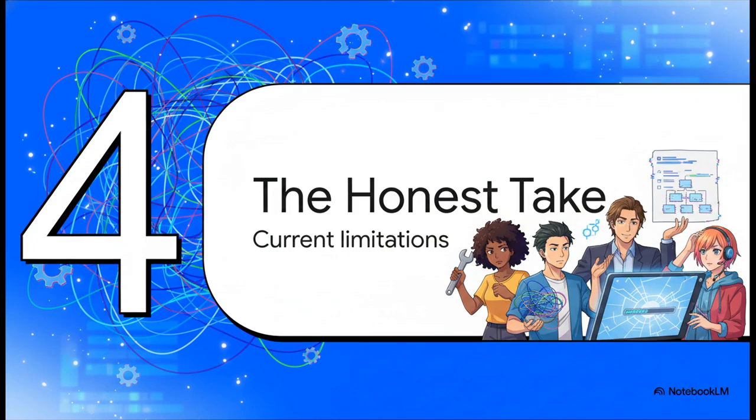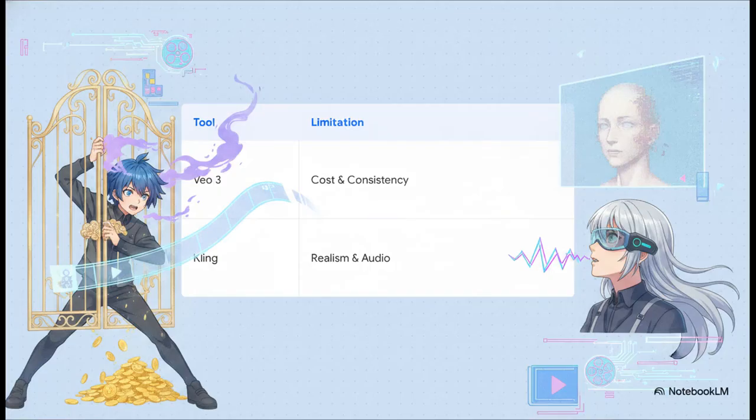Section 4, the honest take, current friction points and limitations. Now, none of this is without its challenges, right? Understanding the current friction points is absolutely key to a smooth workflow. VO is still gated by premium costs, and despite the recent updates, it can sometimes drift and lose consistency on clips longer than about 15 seconds. It's also highly prompt sensitive, meaning you have to be super precise with your language.